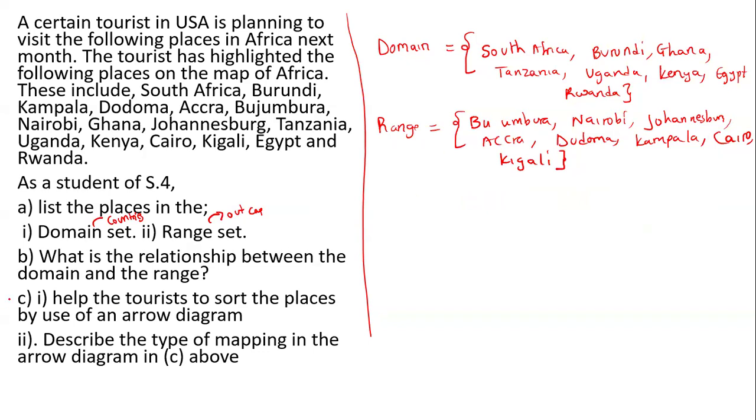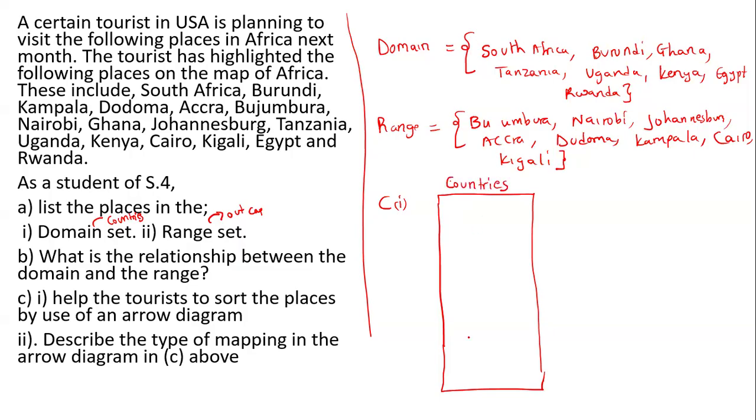Okay, then the next one, part C, required us to help the tourists sort the places by using an arrow diagram. Now, when we are using an arrow diagram, yes, Molindo? I wanted to give the answer on part C. Okay. So we are going to put here our domain as the countries we have stated above in the domain.